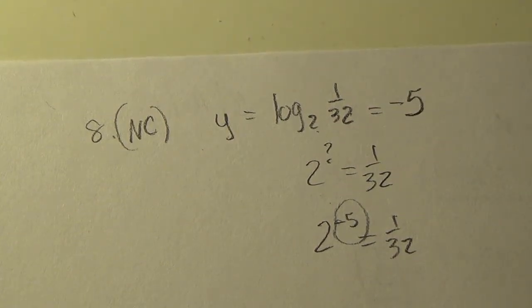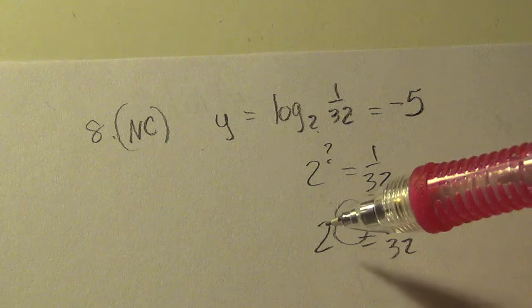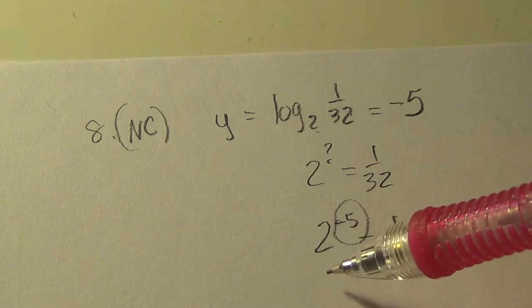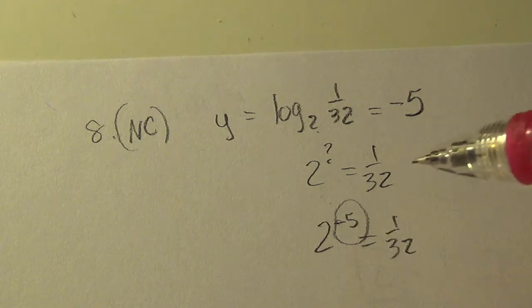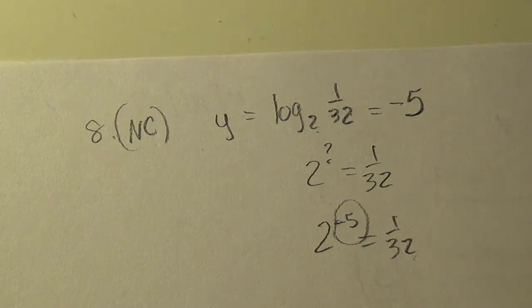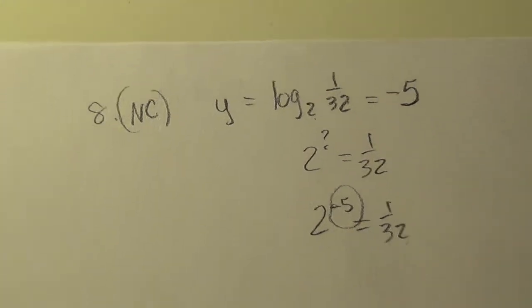Remember, negative exponents will flip the number, and that'll become 1/2, and the 2 on the bottom will be raised to the 5. 2 to the 5 is 32.